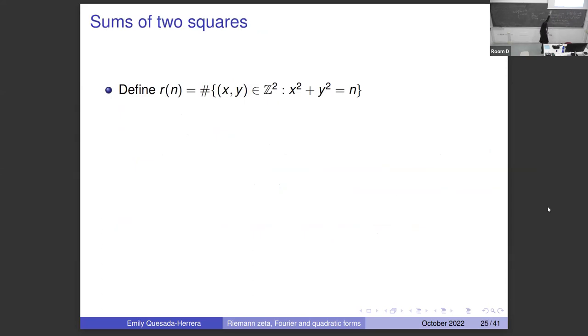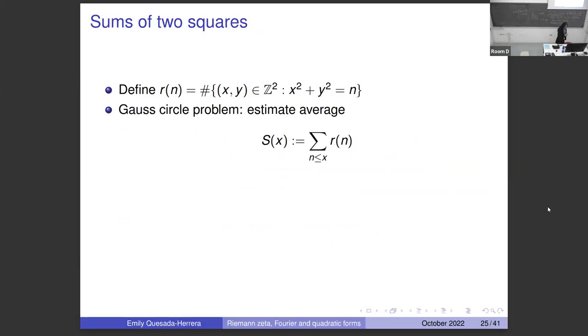We define this quantity r(n) as the number of representations of n as a sum of two squares. So a classical problem of Gauss is to estimate the average size of this. This is the sum of r(n) over integers up to x. So we are counting all of the representations of integers of size at most x as a sum of two squares. And this is the same thing as having a circle with radius square root of x, and we are counting all of the pairs of integers inside the circle.